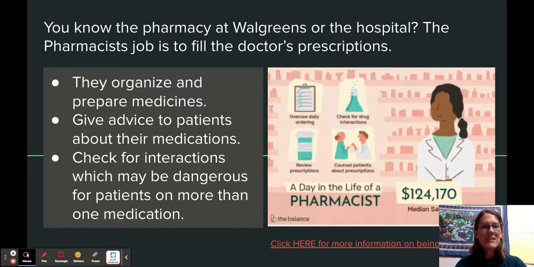You see, the pharmacist makes about $124,000 a year. So it's a pretty good job. And if you want to know more about how to become a pharmacist, there's a link there you can click. So you would go back to the slides in Schoology if you want to see that.